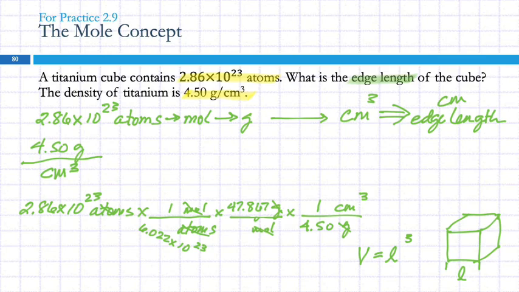2.86 E23 divided by 6.022 E23 times 47.867 divided by 4.5. How many significant figures should the answer have? 3. The number of atoms had 3 sig figs.